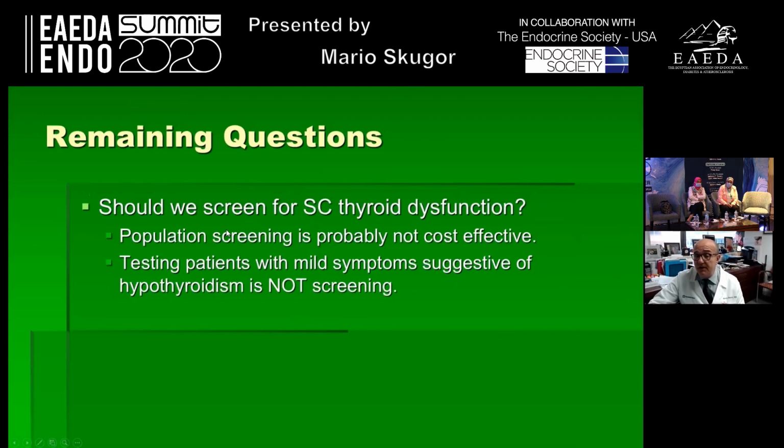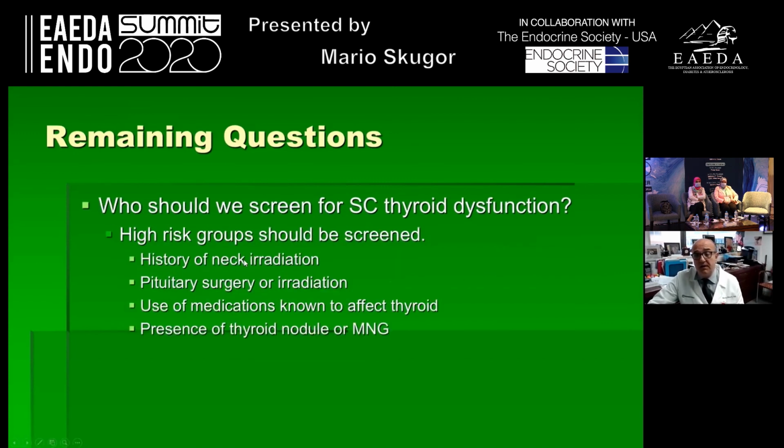Should we screen for subclinical thyroid dysfunctions or disorders? Well, population screening is not cost effective. You shouldn't be checking everybody, but testing patients with mild symptoms suggestive of hypothyroidism is not screening. So who do you screen? I think we should screen high-risk groups. History of neck irradiation, those are the patients I would watch the thyroid function, pituitary surgery or irradiation, any medications known to affect thyroid, presence of a thyroid nodule or multinodular goiter. Those should be screened. I don't think this is very controversial.